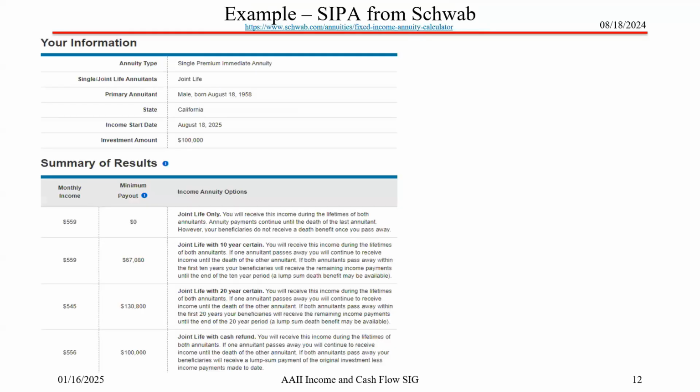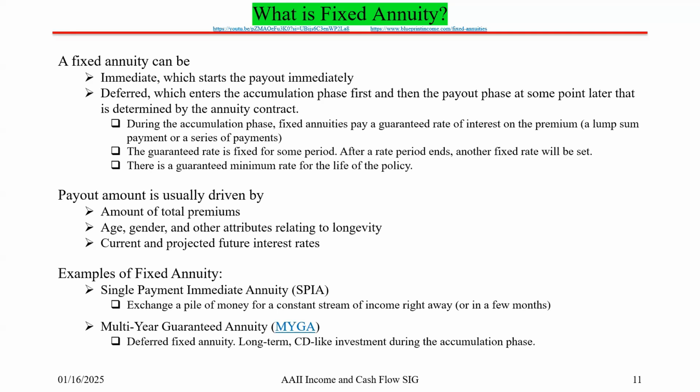Okay, Gilbert, we got a question in the Q&A section, and I'll just read it. For a fixed annuity, is there a way to figure out the underlying interest rate from the payout rate? Do they actually quote you an APR, annual percentage rate, or is it just listed as a dollar figure? Well, if you're going to talk about rate, that's the MYGA, multi-year guaranteed annuity, right?